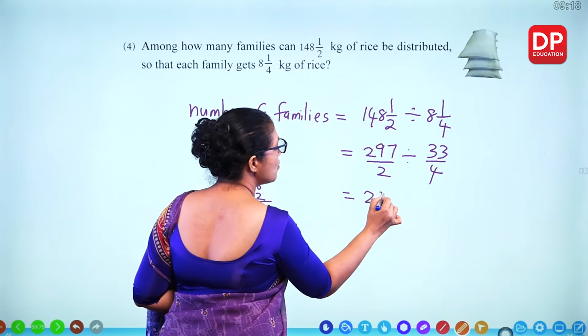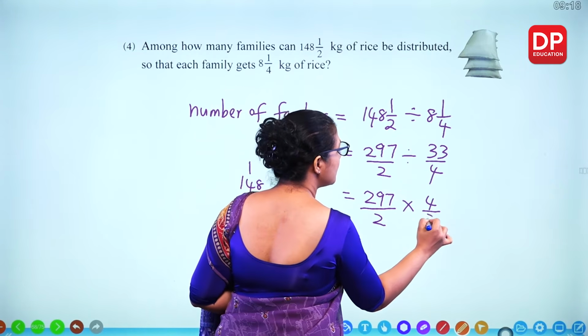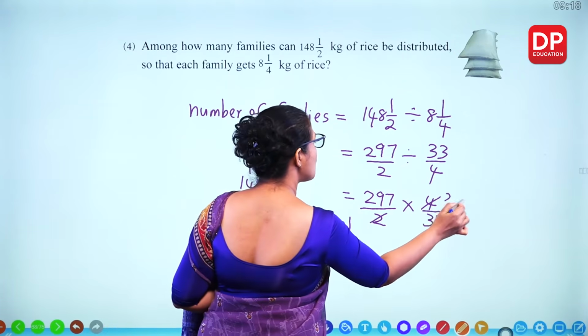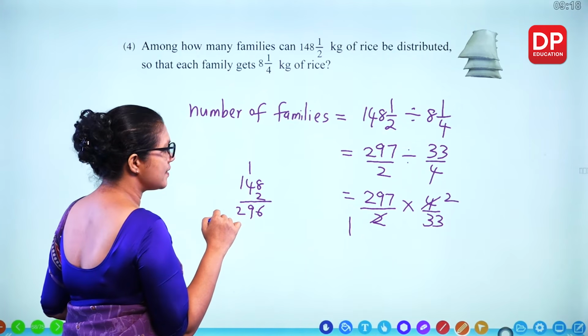Now convert 297 over 2 multiplied by the reciprocal. So 2 times 1, 2 times 2. So how many 33s are there?